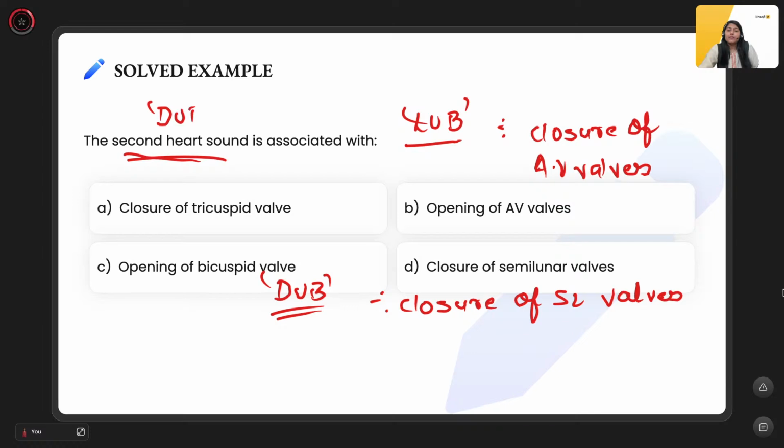The second heart sound is going to be dub, and the dub is associated with the closure of semilunar valves. So option D, closure of semilunar valves, is going to be correct.